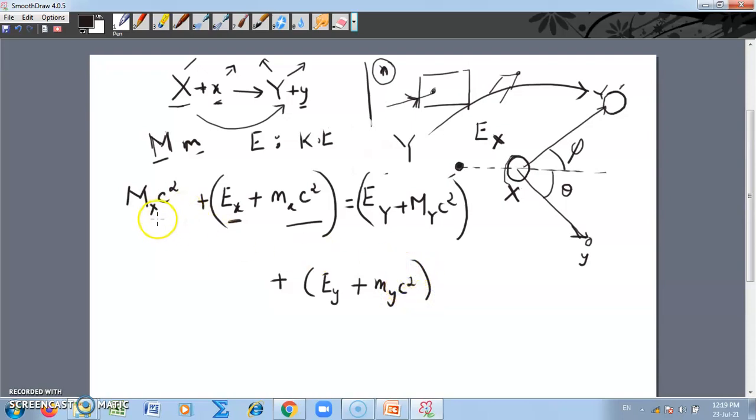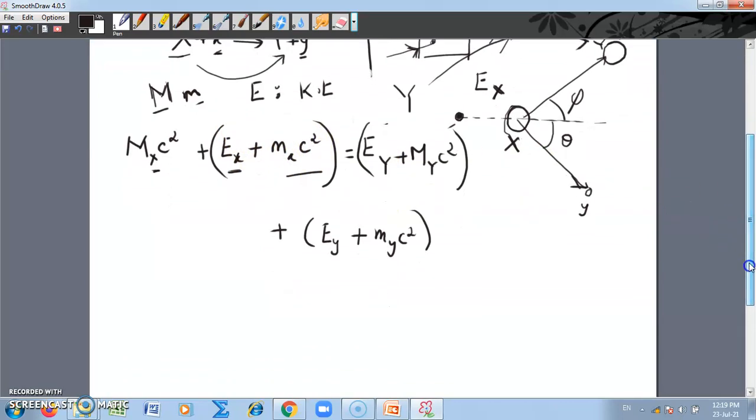So you see, the letters here denote the particle or the body or the nucleus that we are dealing with, and E is the kinetic energy and mc square is the rest energy. So this completes the equation from the conservation of total energy we have written, like this.